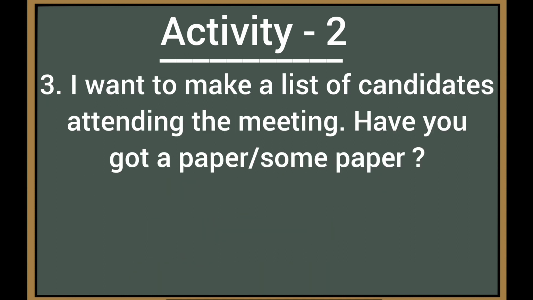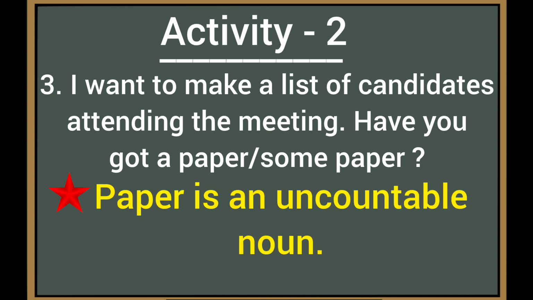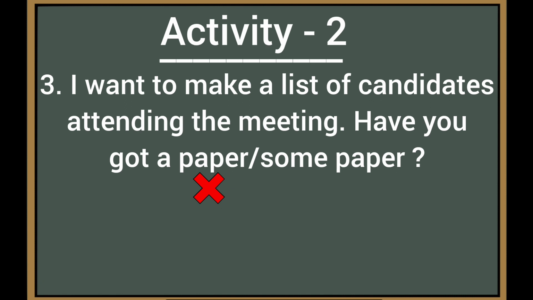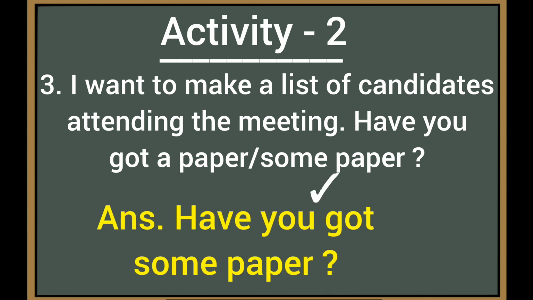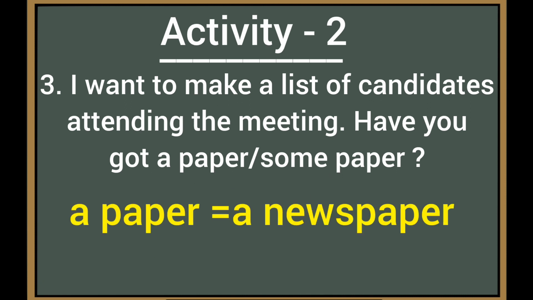Number 3. I want to make a list of candidates attending the meeting. Have you got a paper or some paper? We have to choose here a paper or some paper. We know paper is an uncountable noun, so a paper is incorrect, some paper is correct. We will put a tick here. A paper means it indicates a newspaper.